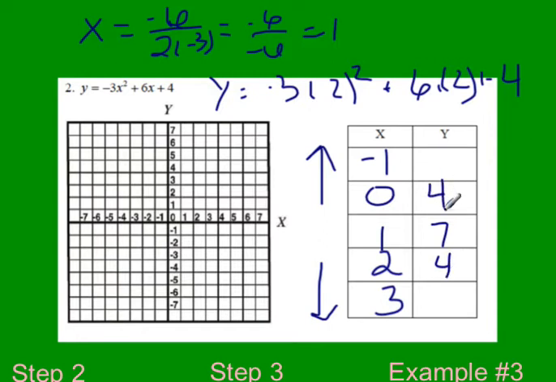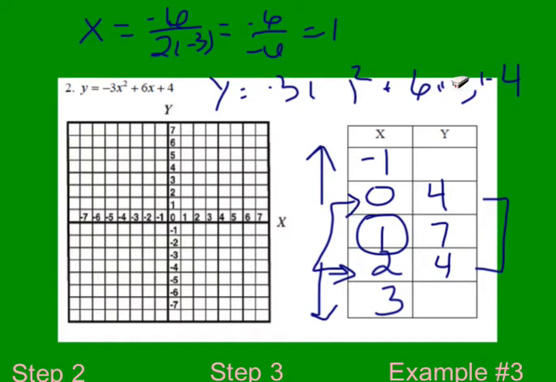Now here's the great thing about parabolas. Since x equals 1 is our axis of symmetry, our y values are going to be symmetrical on either side. So the 2 value is going to be the same as the 0 value for y. So I write them both as 4.